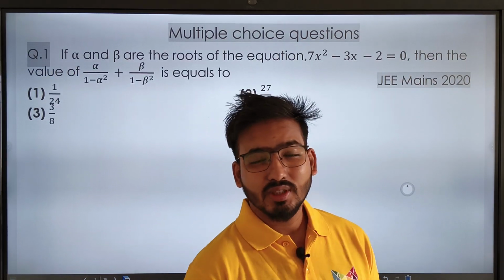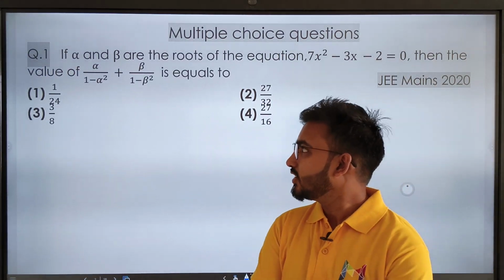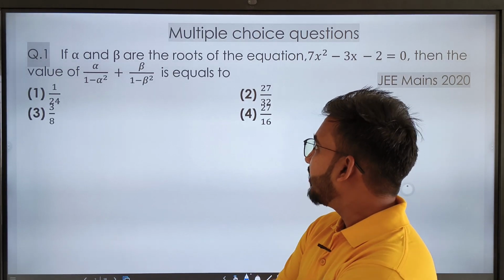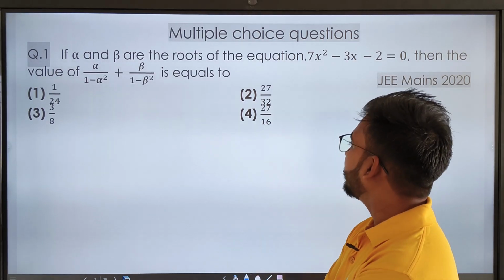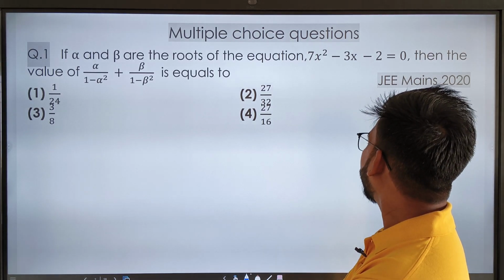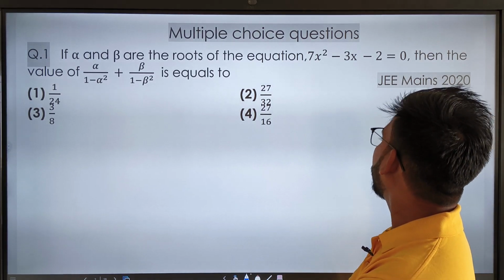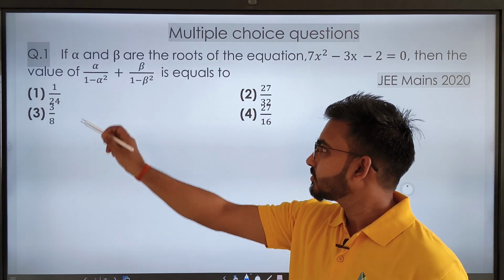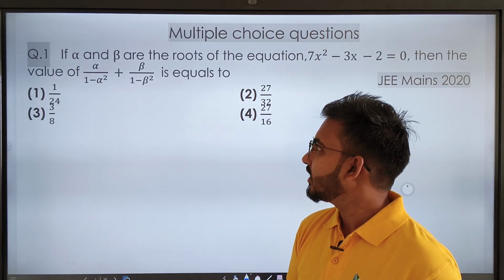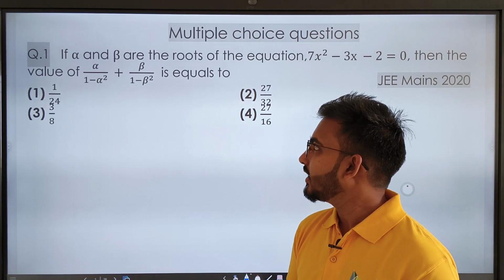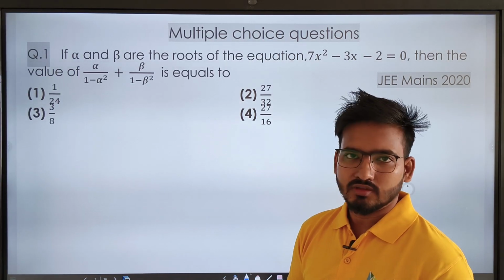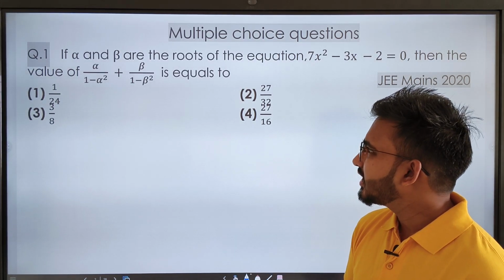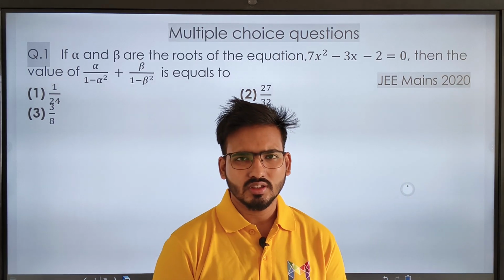That has been asked in JEE in 2020. The question states that if alpha and beta are the roots of the equation 7x square minus 3x minus 2 equals 0, then we need to find the value of alpha upon 1 minus alpha square plus beta divided by 1 minus beta square. Basically we can solve this by using two methods.